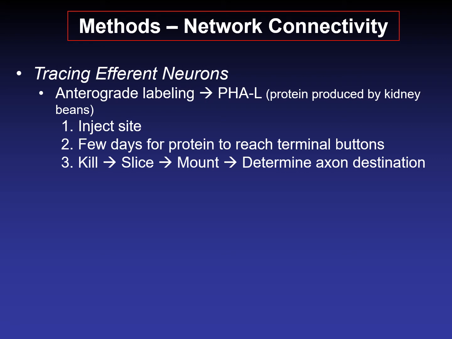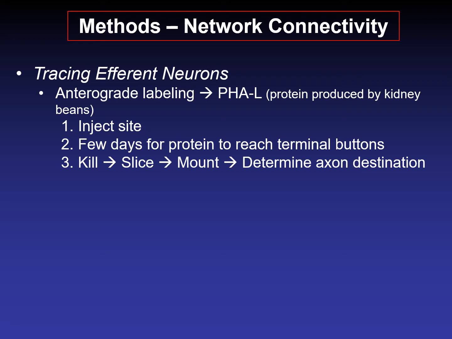Now, we will wait a few days for the neurons in the hippocampus to absorb these proteins and for these proteins to migrate down the axons to the axon terminals. And then at that point, after a few days, we would do the histology, kill the animal, slice the brain up, and mount the slices onto slides, and we would examine slide through slide until we came across that fluorescent dye. And let's imagine we found the fluorescent dye in the posterior parietal cortex. Well, that tells us that the hippocampus was sending efferent axons to the posterior parietal cortex.